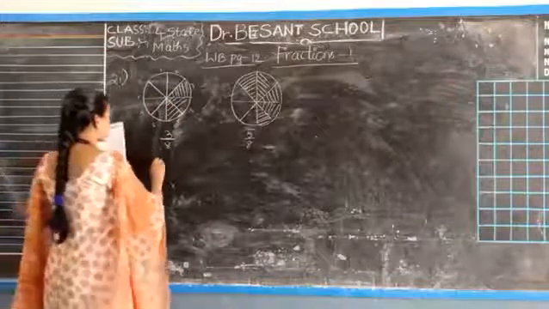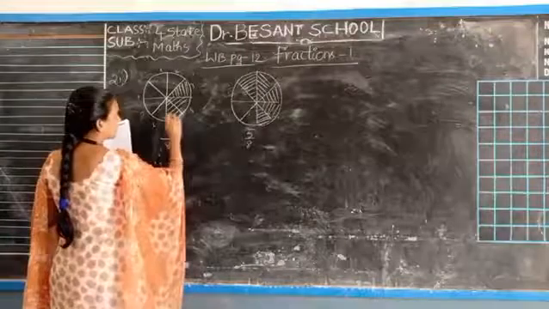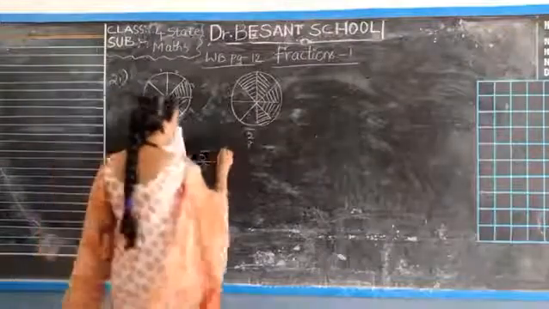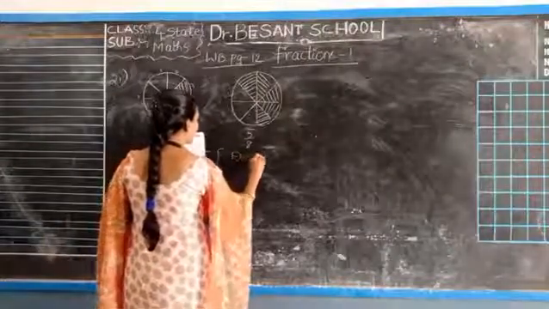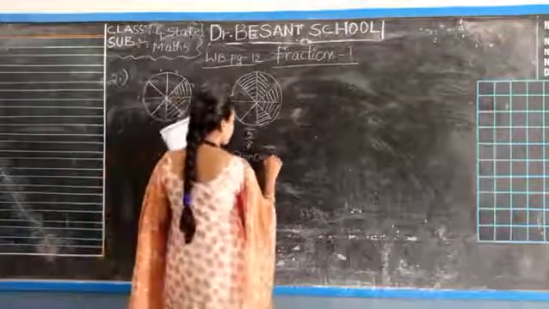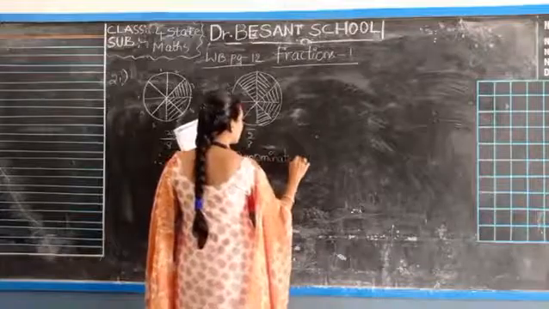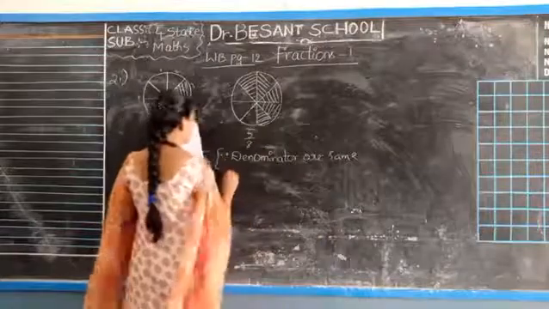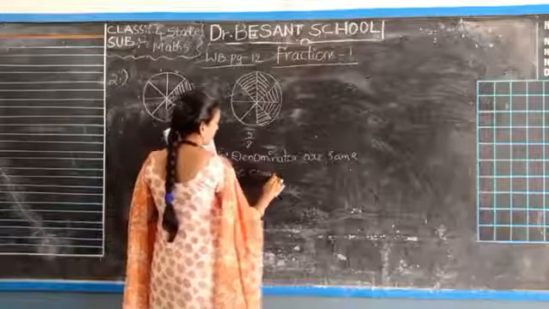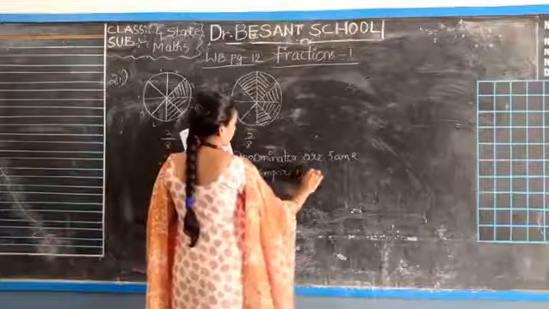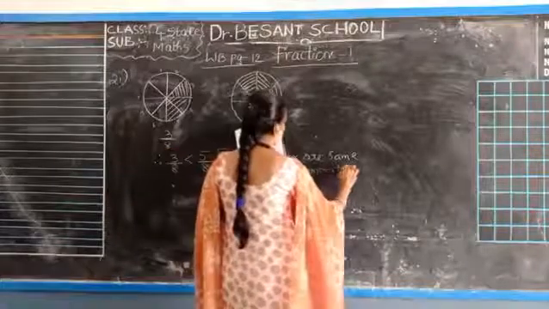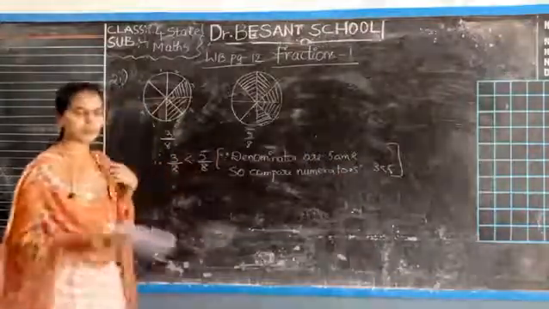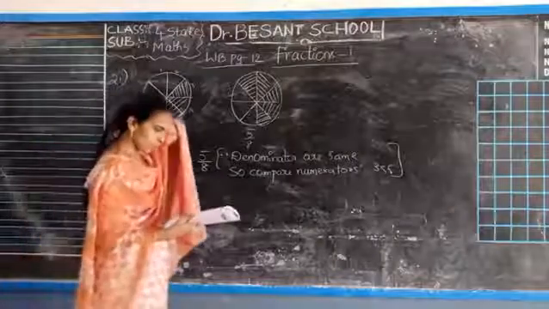Now compare, he is asking. Therefore, what we can say? 3 by 8. 3 parts are less than 5 parts, which means the denominators are same. Write down the working like this only. Since denominators are same, so compare numerators. Since 3 is less than 5, we conclude that 3 by 8 is less than 5 by 8. Write down like that. Coloring also important, children.